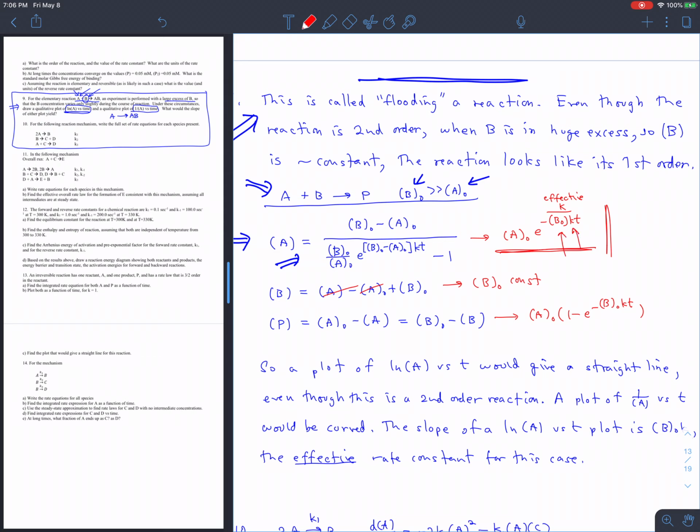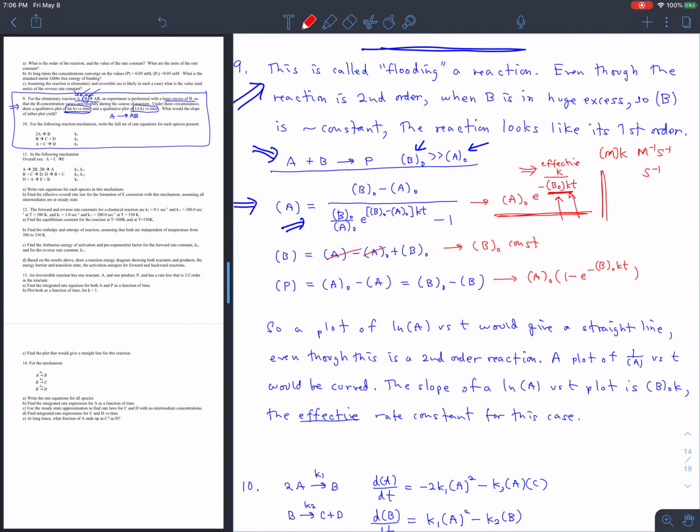This is a second order rate constant. It doesn't have the right units for a first order rate constant. But B0, the flooded concentration, times a second order rate constant would have units of seconds to the minus 1, right? A second order rate constant has units of molar to the minus 1, seconds to the minus 1. So if you multiply it by molar, you're going to get units of seconds to the minus 1, which is the same as the units of a first order rate constant. So this B0 times k value is the effective first order rate constant for this flooded reaction.